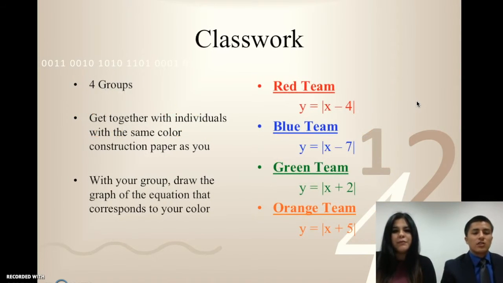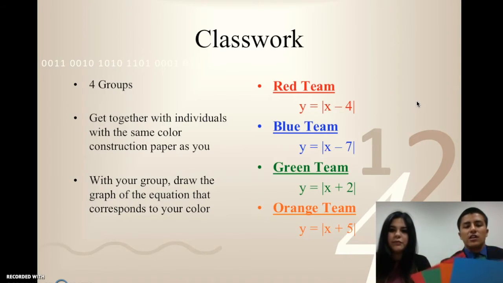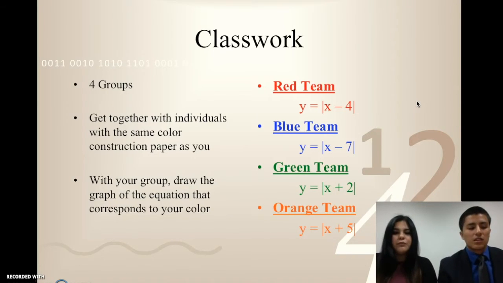Alright, class, so you each have a packet, and each individual packet comes with a different colored construction paper. So you either have a red, blue, green, or orange. So right now, work together. We're going to divide into groups. So go with the other people in the classroom with the same color construction paper as you. There should be 4 different groups of up to 5 students per group.